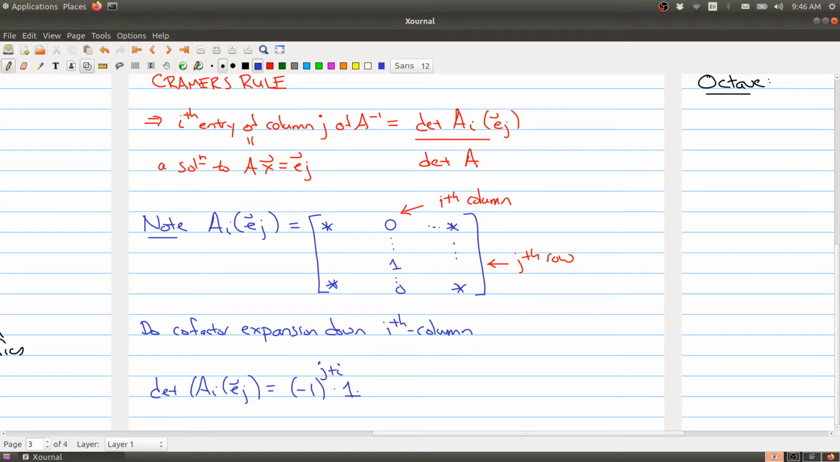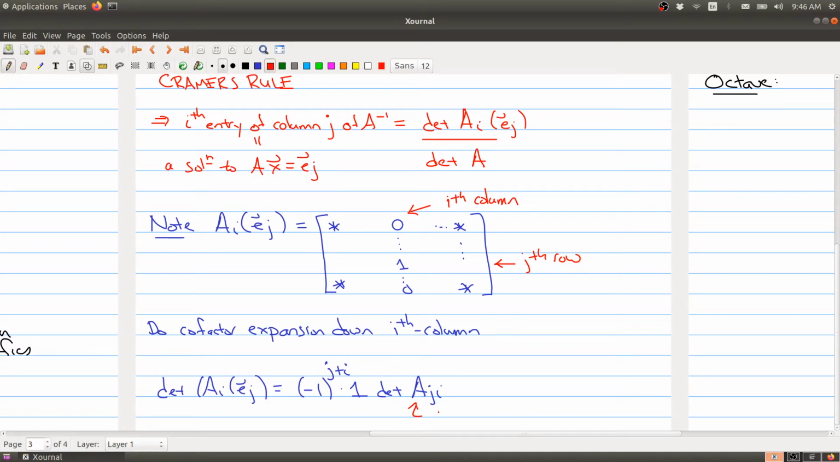The value in that spot is 1, and we're multiplying it by the determinant of the matrix A with row j and column i removed. Oh, sorry, I got it backwards. We're removing row j and column i. Sometimes we rewrite this expression simply as Cji, and this is also called the cofactor. We have mentioned this before.